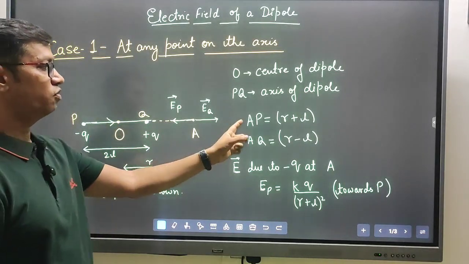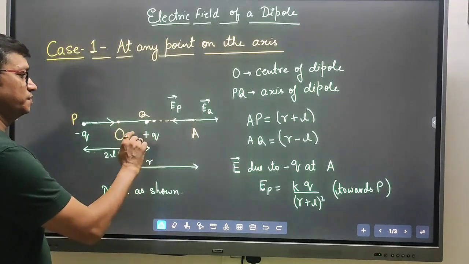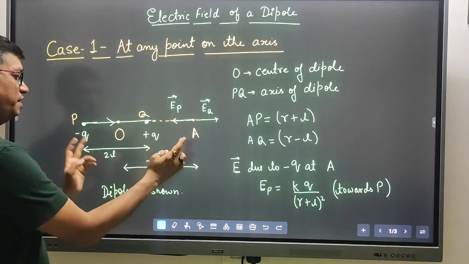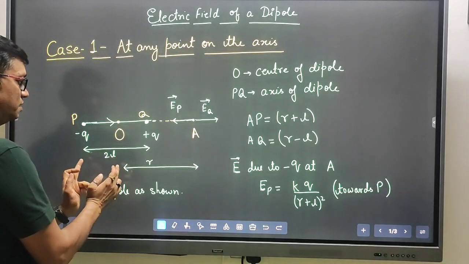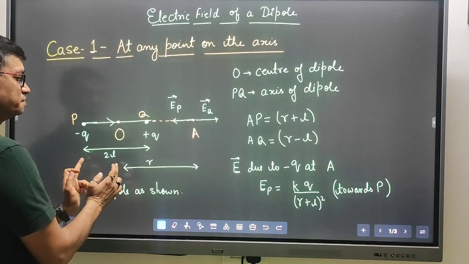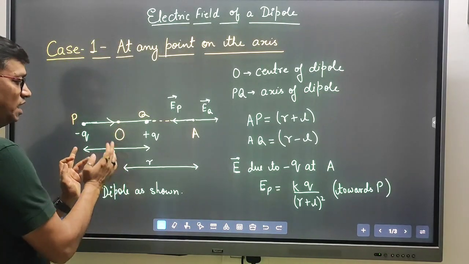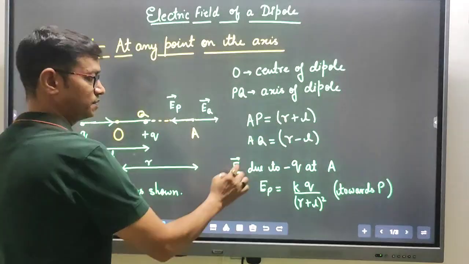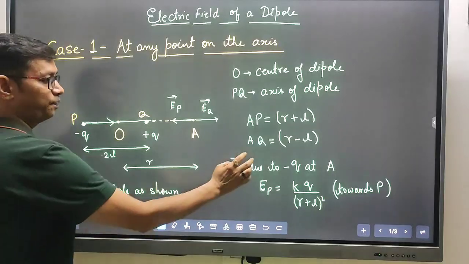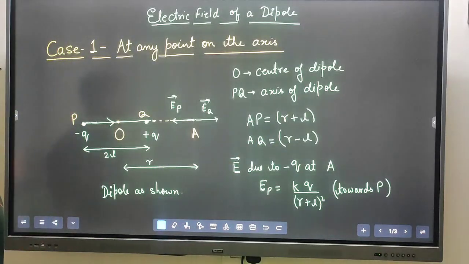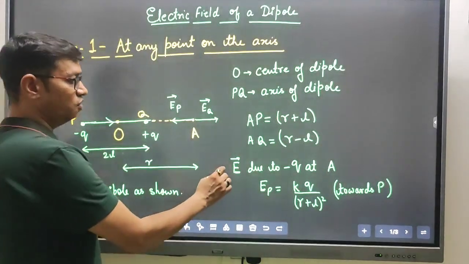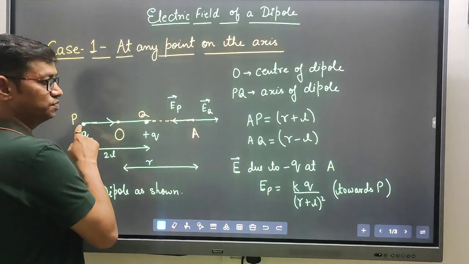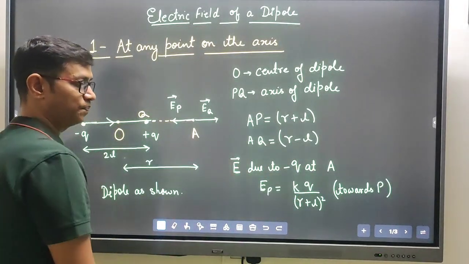So what will happen to AP? This distance A to P will be R plus this much, that is distance L, half of 2L. So this will be R plus L. Similarly, AQ would be R minus L. You can imagine it yourself. Now we will find the electric field due to charge minus Q at point A.